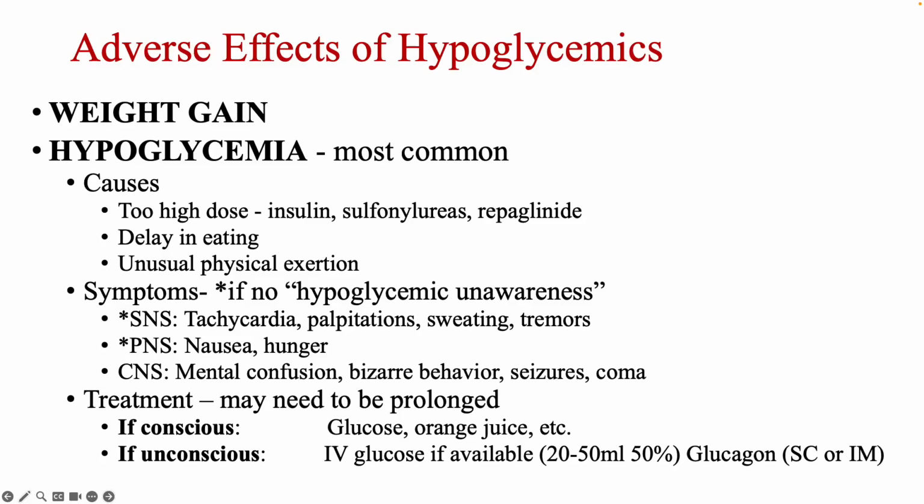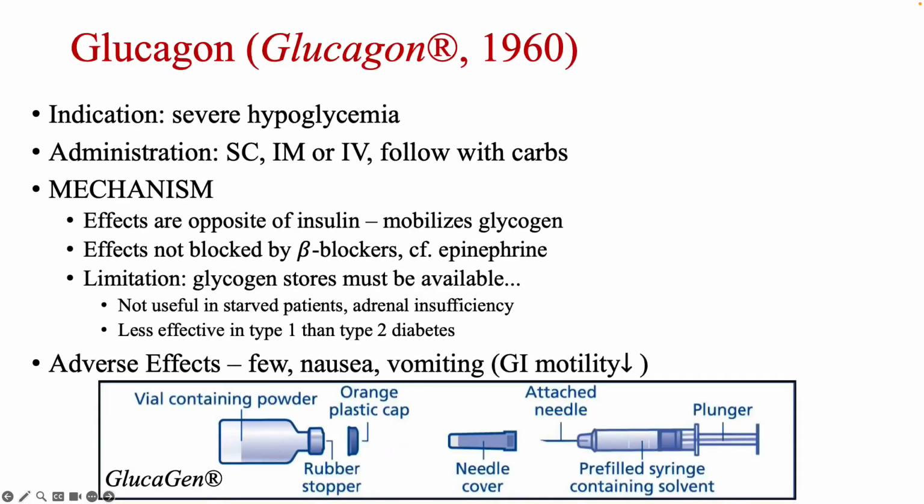Unless they're type 1, then use insulin, right? And then this last slide just shows our IM glucagon that we have in my office, which again is that hormone that essentially just opposes insulin. You're only going to use this if they're unconscious. Otherwise, hard candy.